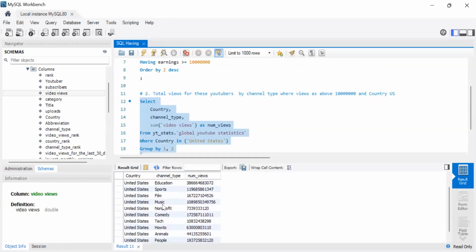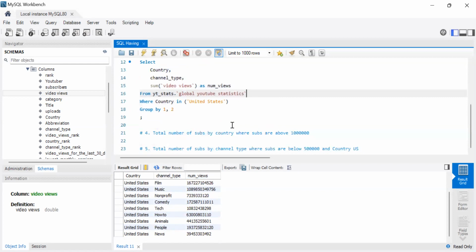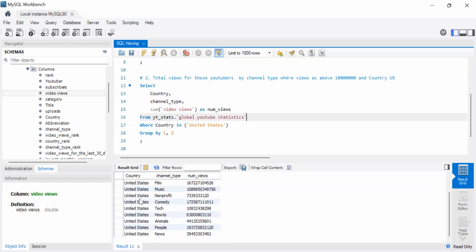Okay, so there we are. These are the various channel types that are in the United States. But now we only want, oh, you can't do that here. Just views for these YouTubers by channel type where views are above 10 million.